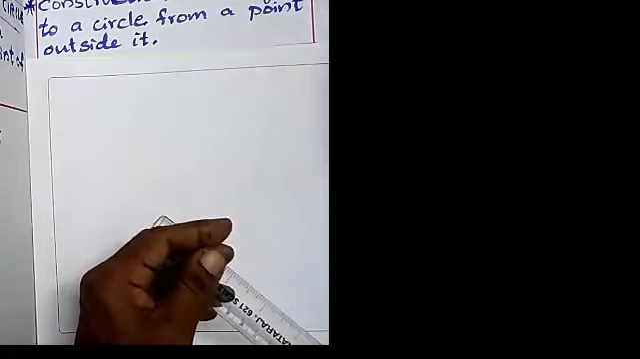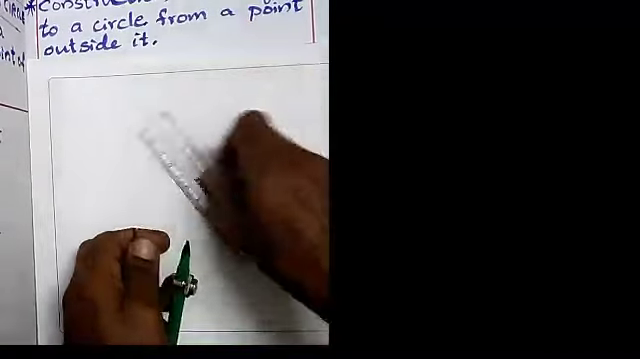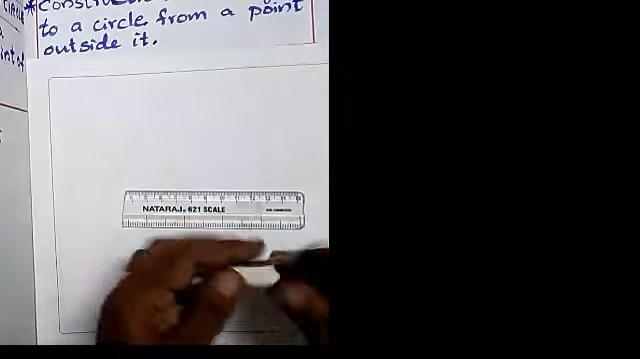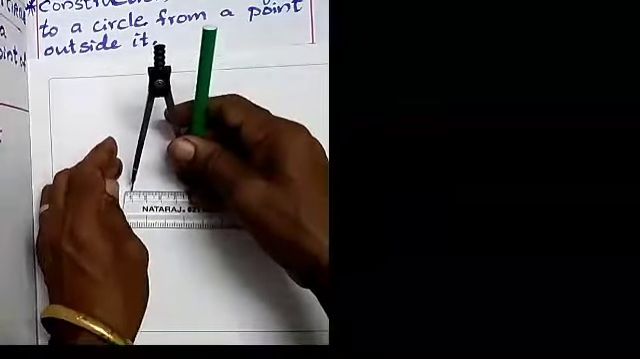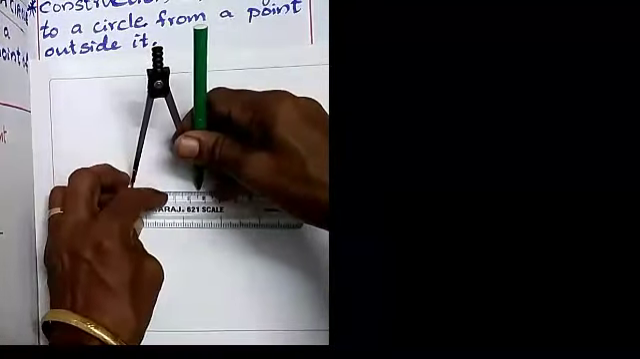For this construction, we can start with the circle. The radius is given. What's the radius given? It is 5 cm. So for that you have to select the radius 5 cm in your compass.